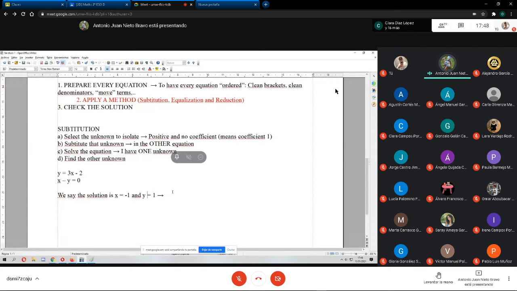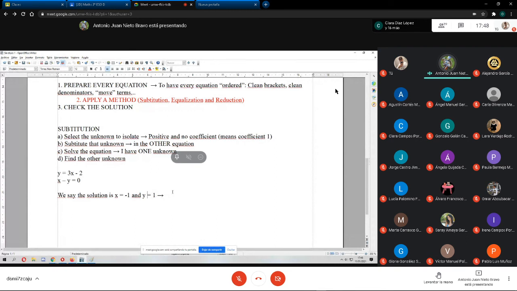So to solve it, you can do it at home while I'm doing it here, okay? First of all, I have to prepare it. This is the first thing we have to do, to prepare every equation. I see this equation is ordered for me, and this equation is ordered too, okay? So what do we have to do? Nothing. It's already prepared. So I'm going to go to the second step to apply the method. Which method am I going to apply? Substitution, okay, because it's the one we're starting with.